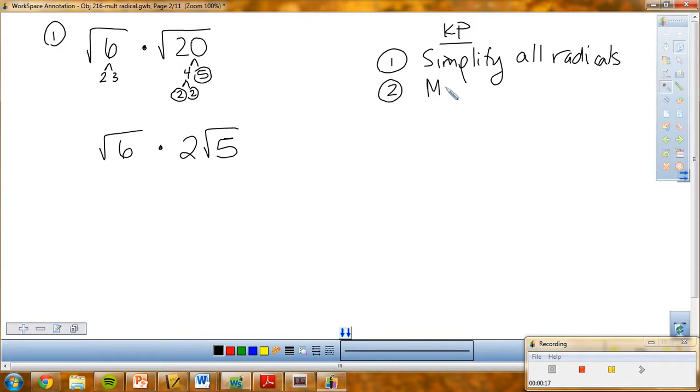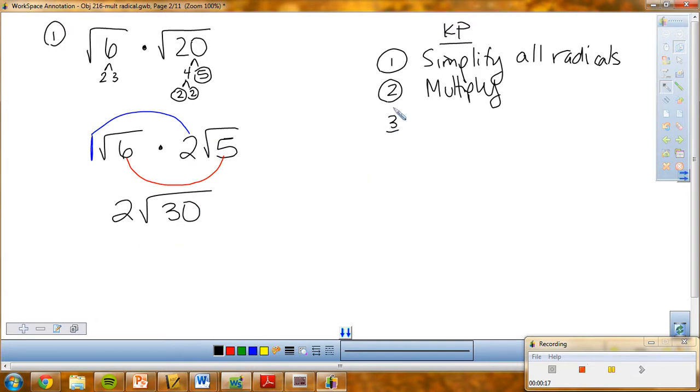All right, multiply. And I want to multiply the numbers outside with the numbers inside. So my number outside, we have this imaginary 1. So really I'm going to multiply 1 with 2, because both of them are out in front of my radical. And then you're going to multiply 6 with 5, because both of those are under the radical. So 1 times 2 is 2. I keep my radical. 6 times 5 is 30. So that is the key to multiplication.